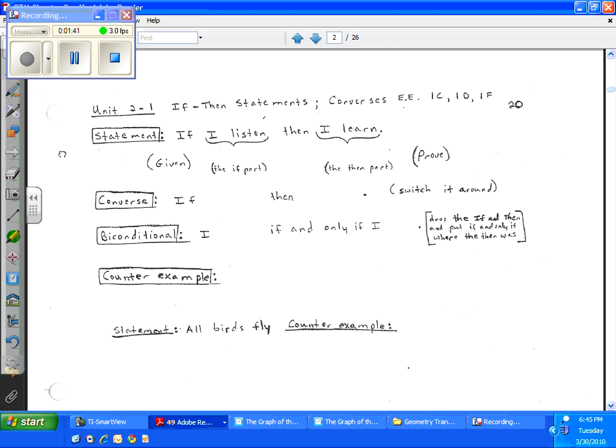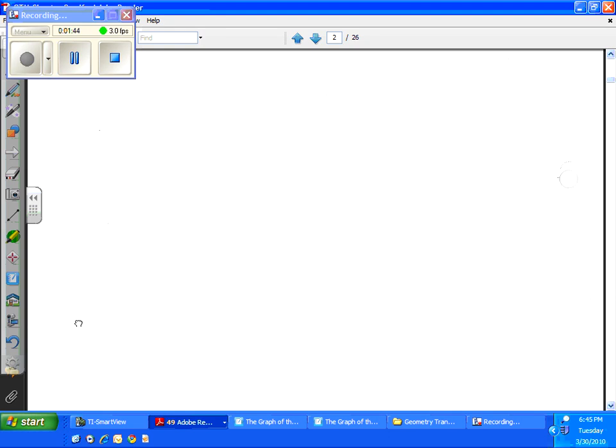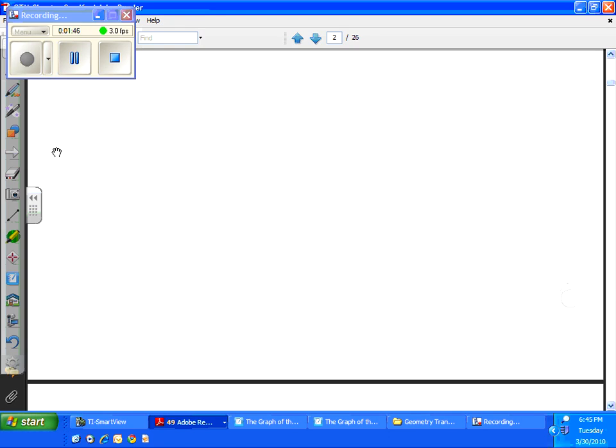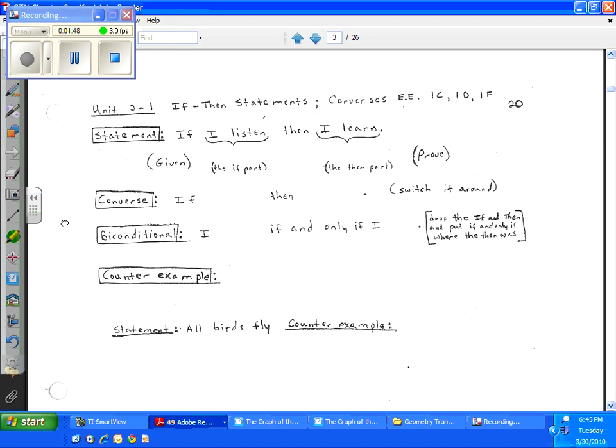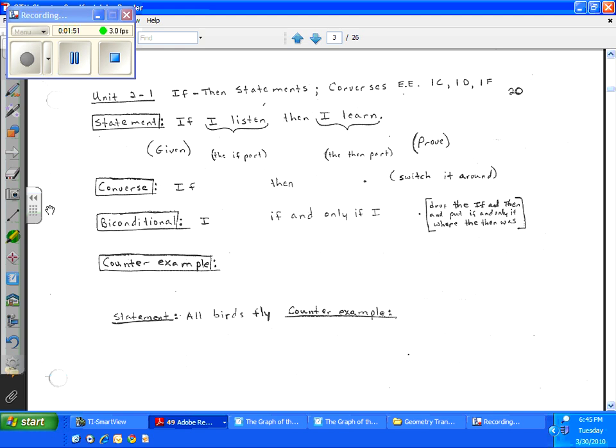Unit 2.1, that's a good way to start logical reasoning, isn't it? A blank page. We hope we do better than that. Here we go. Unit 2.1.